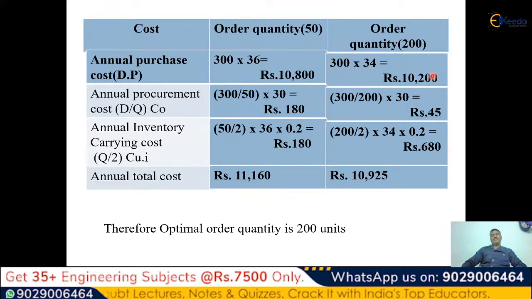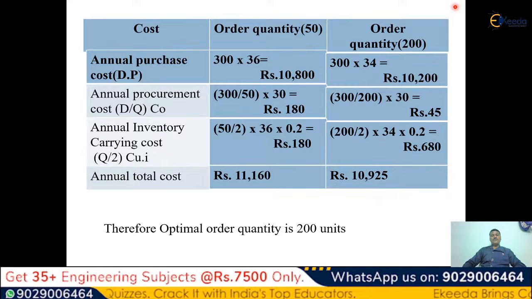For the order quantity of 50 units, when the annual purchase is 300 into 36 rupees and 300 into 34 rupees, then we have the total cost to be 10,800 and 10,200 respectively. The annual procurement is 300 by 50 into 30, which is rupees 180, whereas for an order quantity of 200, it will be rupees 45. Hence, the inventory carrying cost is rupees 180 for 50 units and rupees 680 for 200 units. Whereas the total annual cost is 11,160 and 10,925.